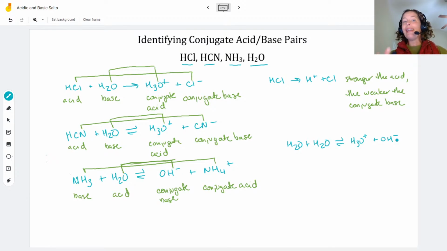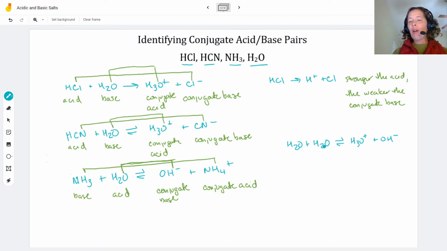This is where our Kw comes from. Now, it's in very small amounts. The concentration of hydronium and hydroxide in pure water are the same. They're 1 × 10⁻⁷. That gives us a pH of 7. Remember, pH is a negative logarithmic scale.